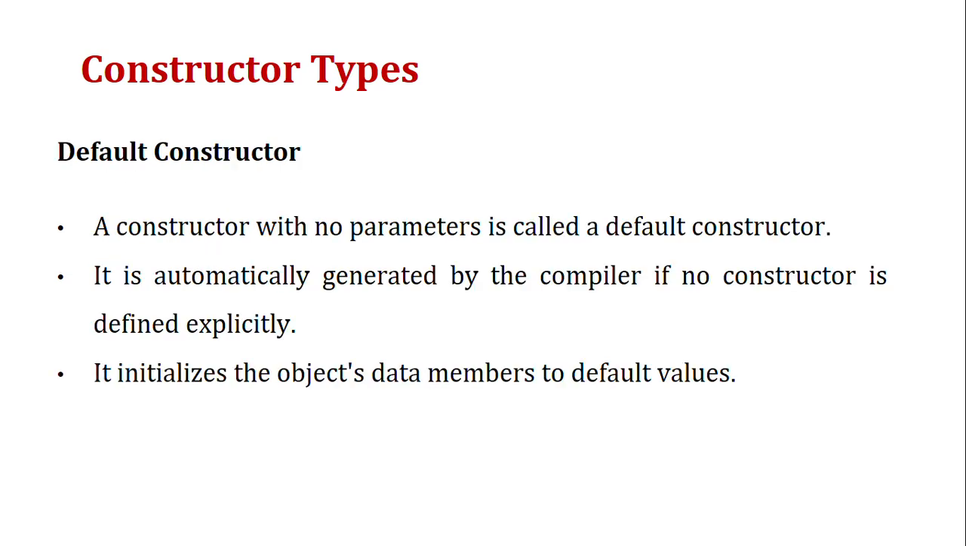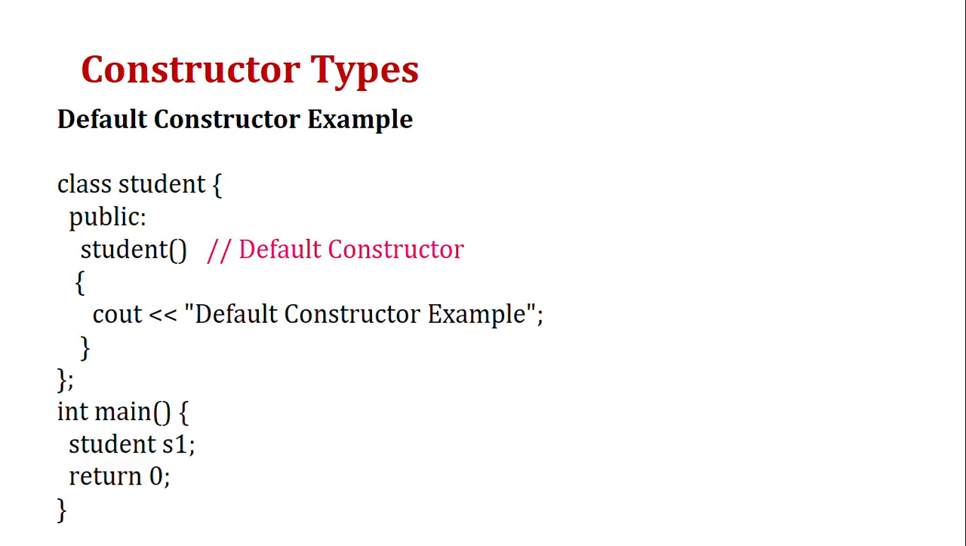If the constructor doesn't have any parameter, that type of constructor is called a default constructor. Generally the default constructor will be called automatically whenever the object is created. And one more thing, if you are not having the definition of default constructor explicitly, the compiler will generate the default constructor by itself. It is used to initialize the object data members, as we said already. So let's see the syntax and example for default constructor.